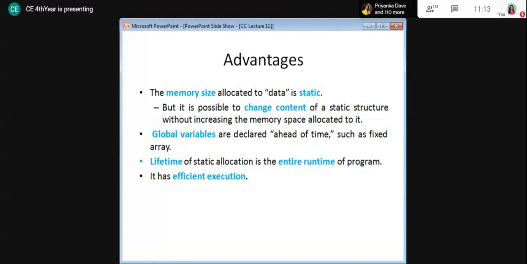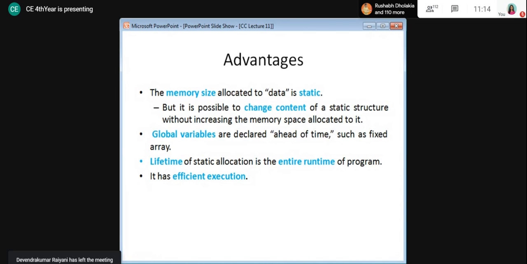Now we are just taking our overview of when this strategy will be useful to us. Though the memory size allocated for the data is static, we can change the content without increasing the memory space allocated to it. So we are not allowed to change the size, but we are definitely allowed to change the content. Naturally, because we are talking about variables and parameters, the values will change.